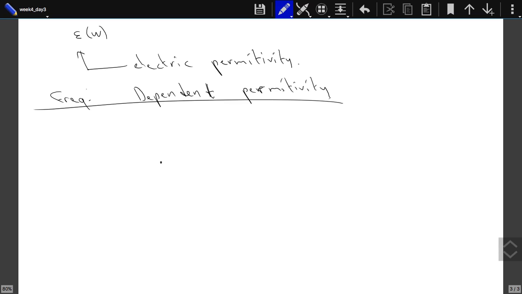Now, to obtain this frequency-dependent permittivity, I will just assume a simple model. So here we have our material, our dielectric. Now, in this case, I will not take a conducting medium. You can either treat it as a non-conducting medium where the electrons are bound to their atoms, or you can say that even for a conductor this will apply.